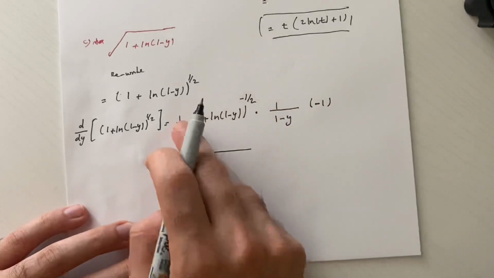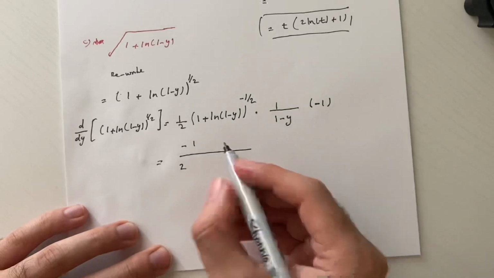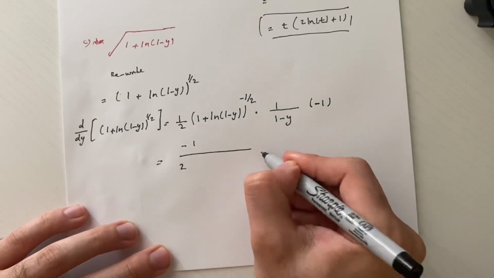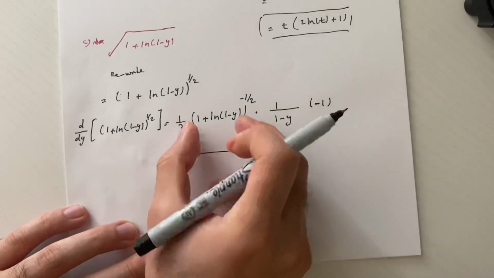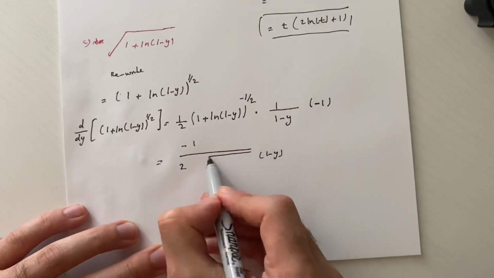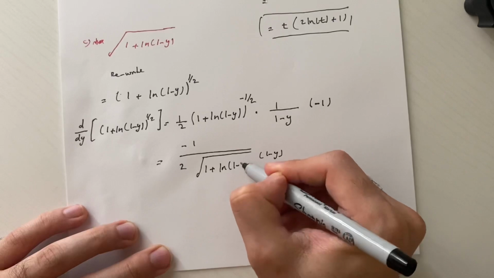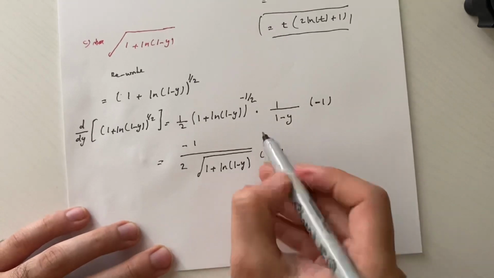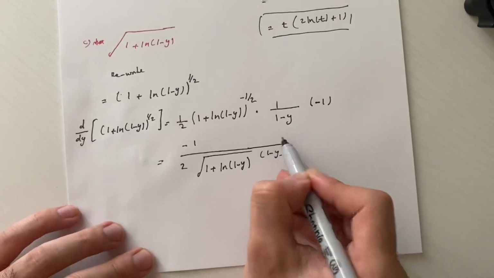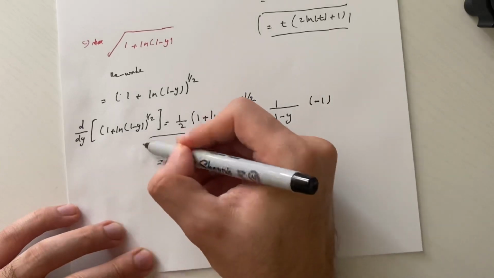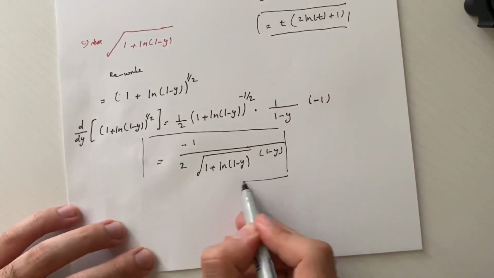So I move the minus 1 here, and then 2 at the bottom, and then again 1 minus y will be the same. That term, which is to the power of minus one half, we can write on the bottom, and the half will become a square root, and that is the resulting derivative.